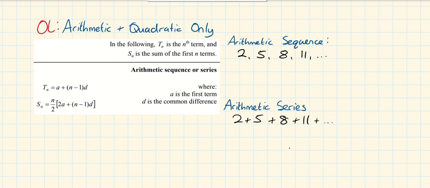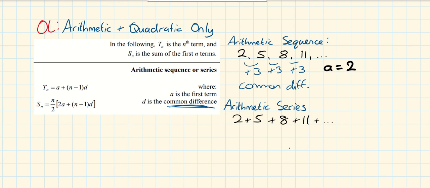So a sequence is just a list of numbers like you see here on the right. You can see that it goes plus 3 every time. So that has what's called a common difference. That's what's down here. D is the common difference. So we can see very clearly here, the first term, A, is equal to 2, and the common difference, D, is equal to 3. So we'd sub that into our formula here to get the answers.